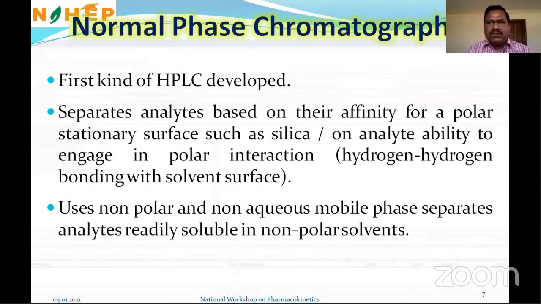The first HPLC developed was the normal phase one, and it separates analytes based on their affinity for a polar stationary surface such as silica, and on the analyte's ability to engage in polar interaction. Here hydrogen bonding will occur with the surface. It uses non-polar or non-aqueous mobile phases to separate the analytes. These analytes are readily soluble in non-polar solvents like hexane and heptane.